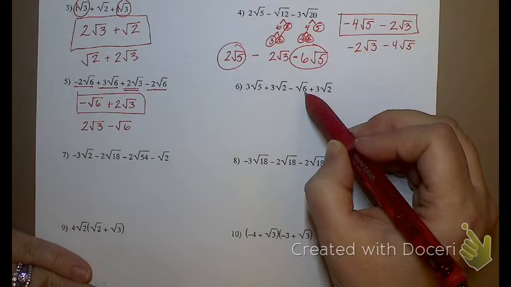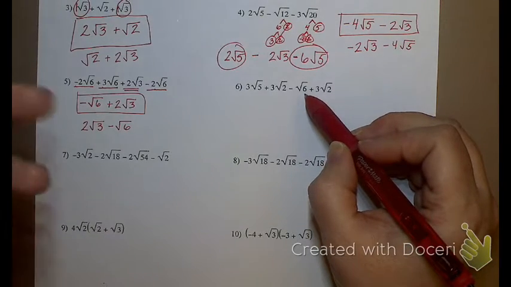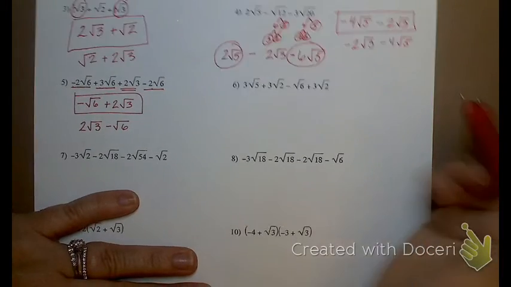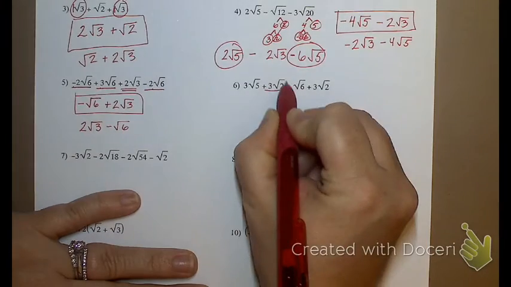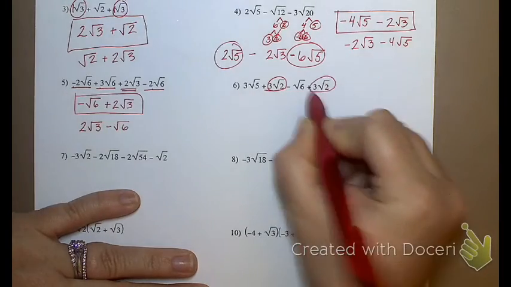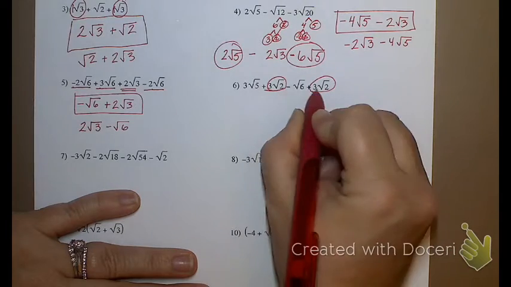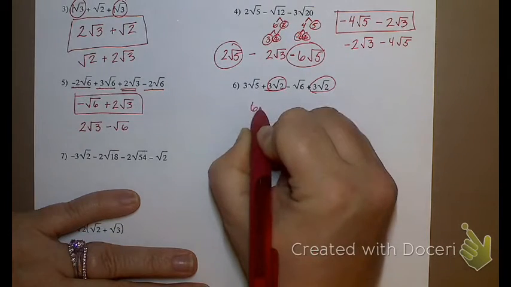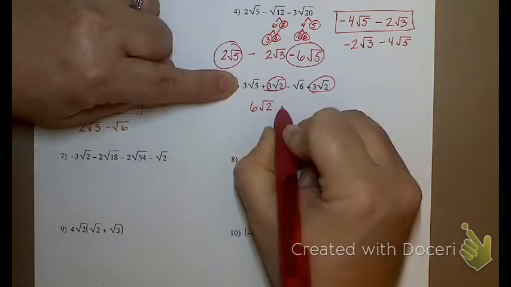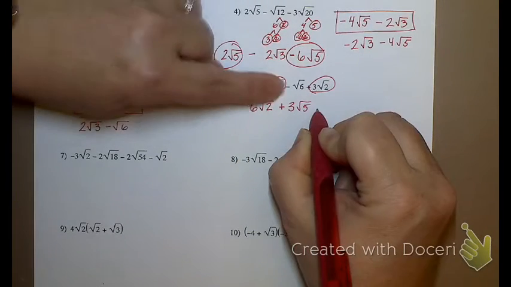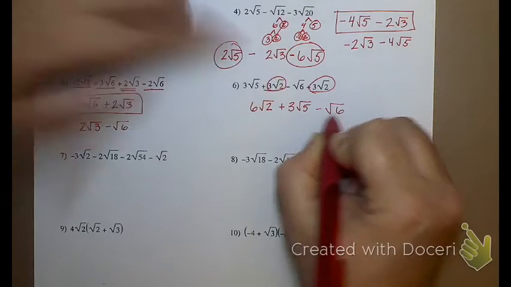I could draw a tree for 6, but again, there's no pairs to take out, right? What do I have for like terms? This guy and this guy. Any others? Okay, so let's see. 3 radical 2 and 3 radical 2 is 6 radical 2. And then I have a plus 3 radical 5 and minus radical 6.